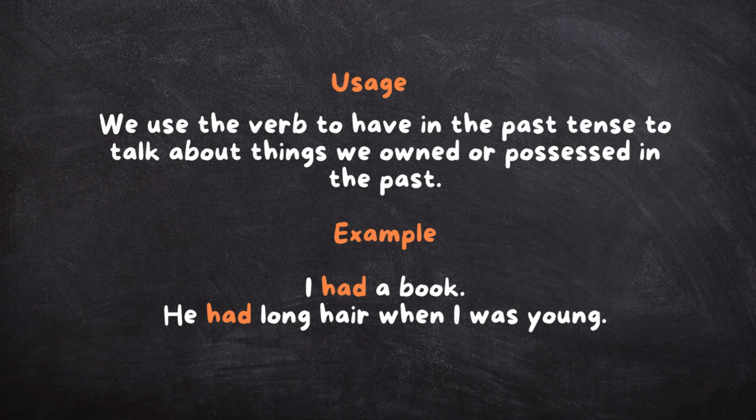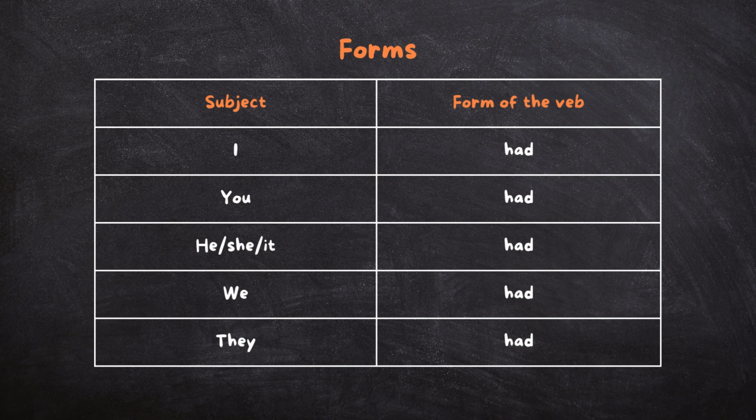So we use the verb to have in the past tense to express or to talk about things that we had or we owned or possessed in the past. Let's see the structure or the forms. For the subject I, we use had. You had. He or she or it, we use had. We had. They had. This is telling us that regardless of the subject, there is only one form of the verb to have in the past. That is had. So I had, you had, he had, she had, it had. We had, they had. Regardless of the subject, we only use the form had.